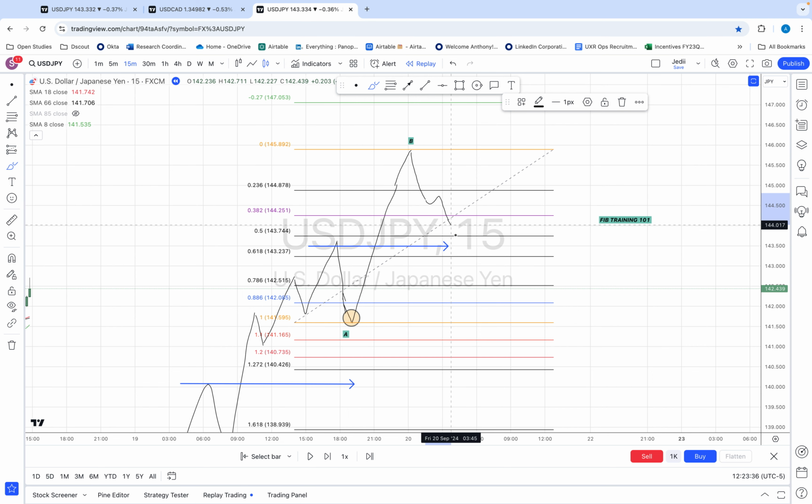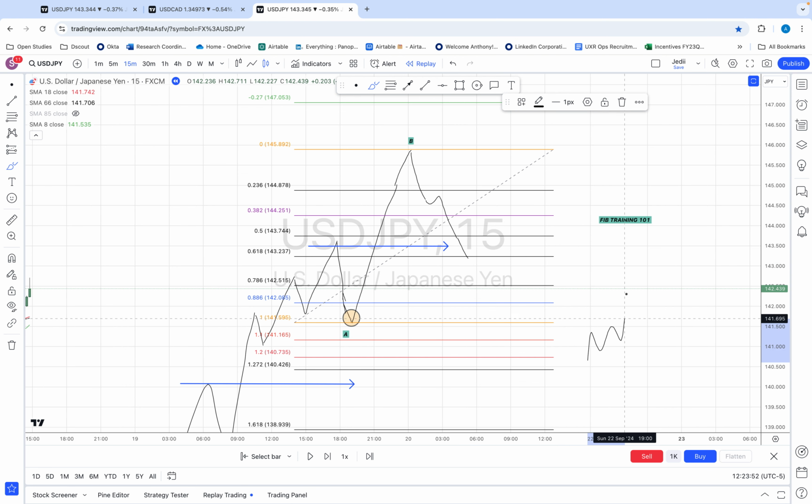Came up here, maybe retested. Let's just say it broke past the 38.2. We had a lot of bearish structure on lower time frames, so it didn't respect that one. We had the same thing past the 50. It came down to the 61.8. Boom. Let's just say it came down to 61.8.